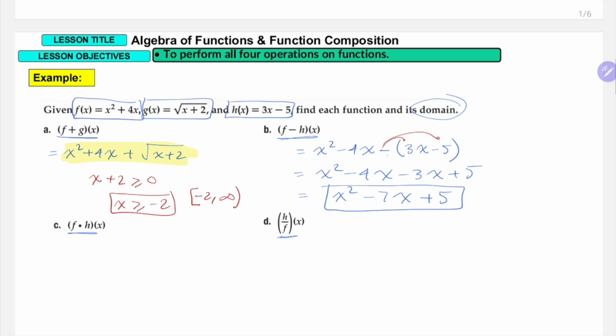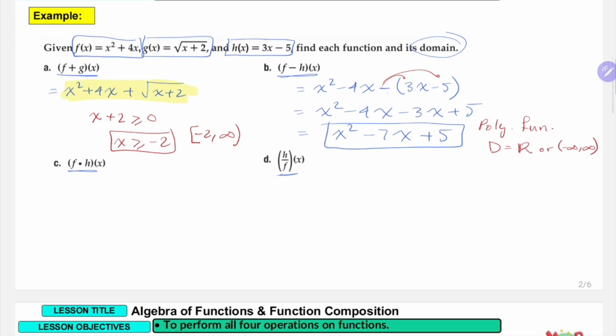Now, if I want to find the domain of this function, this is a polynomial function. So the domain of a polynomial function is all real numbers, whether I write R or I write negative infinity, comma, positive infinity, as we did before.